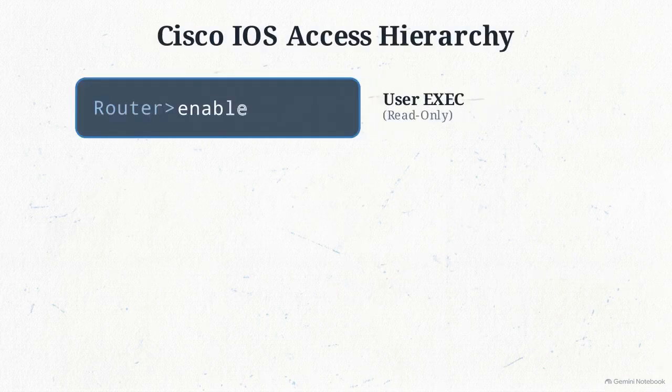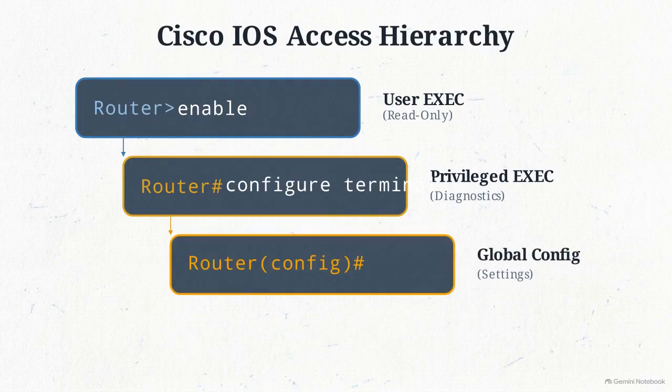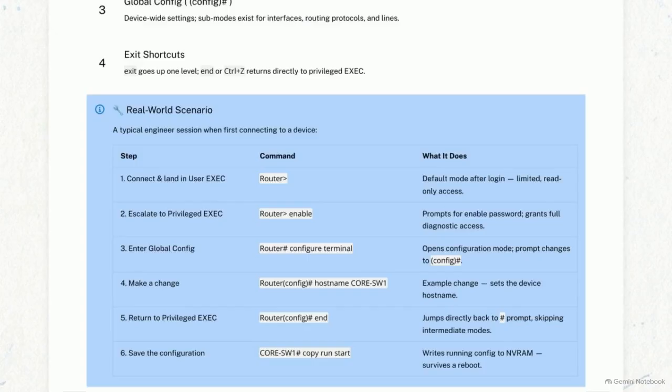Cisco IOS uses a hierarchical access structure. You begin in user exec for read access, escalate to privileged exec for diagnostics, and move to global config for device settings. Efficient navigation relies on built-in tools: the question mark for help, tab for autocomplete, and do for diagnostic checks. This sequence shows a standard engineer session, landing at the user exec prompt, using enable to escalate, and entering configure terminal to modify the system state.